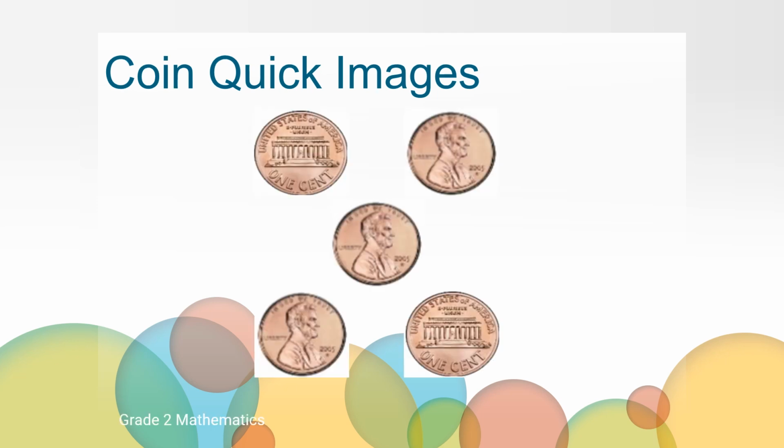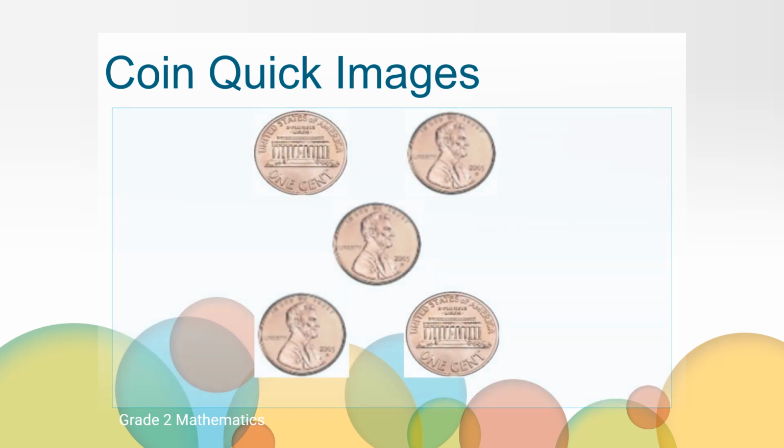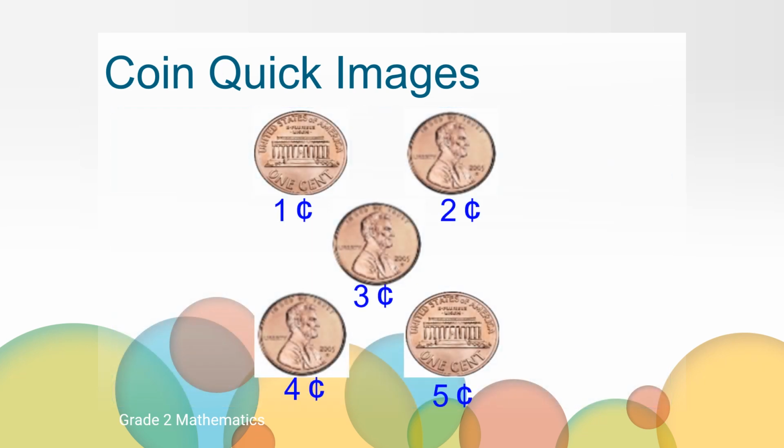What do you see? Here comes the screen. How many cents did you see? I saw 5 pennies. Each penny is 1 cent, so it's 5 cents total. Awesome job. Let's do another one.